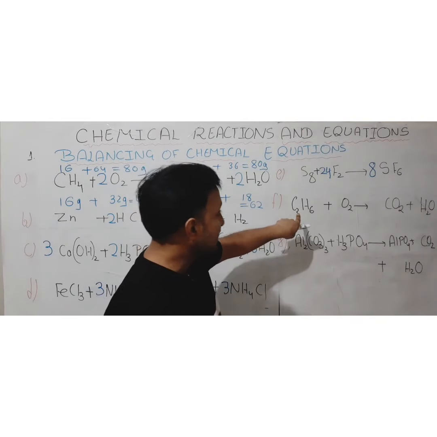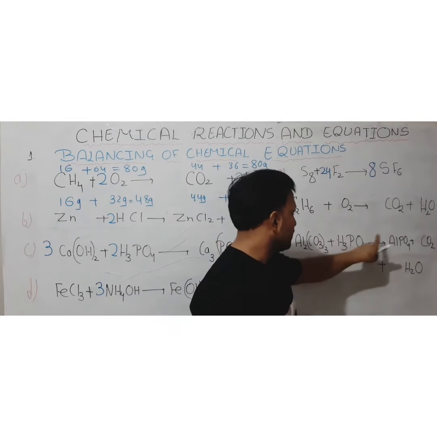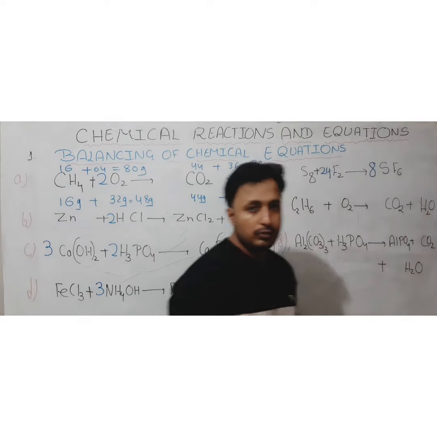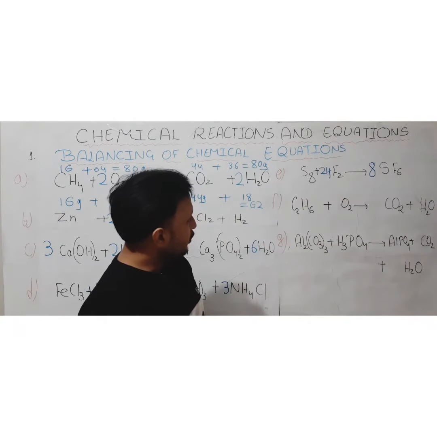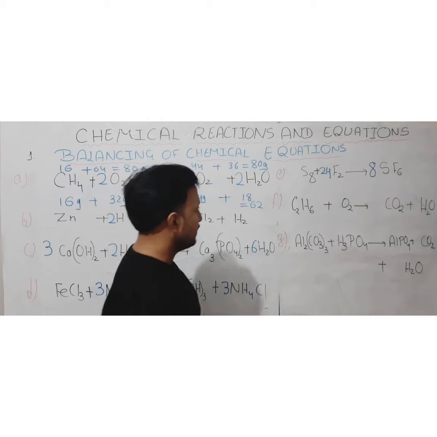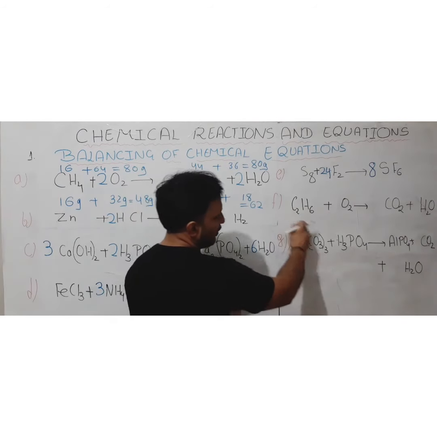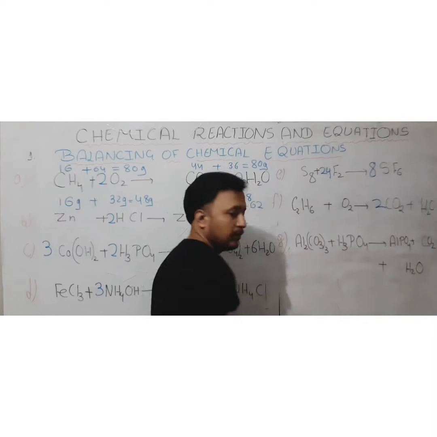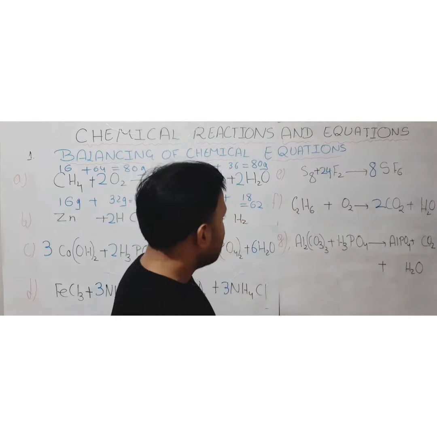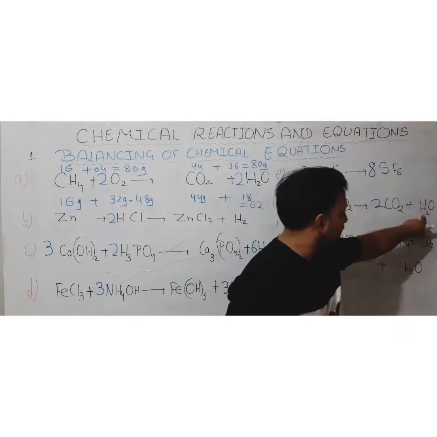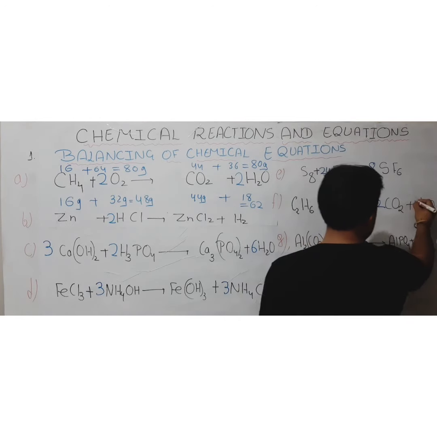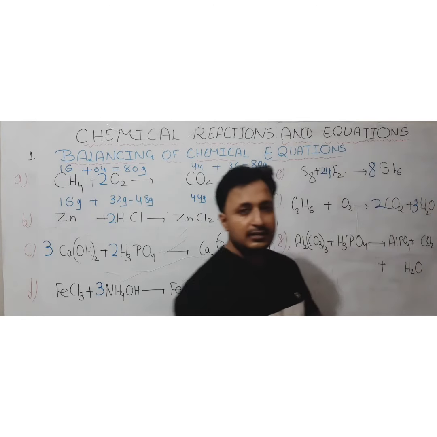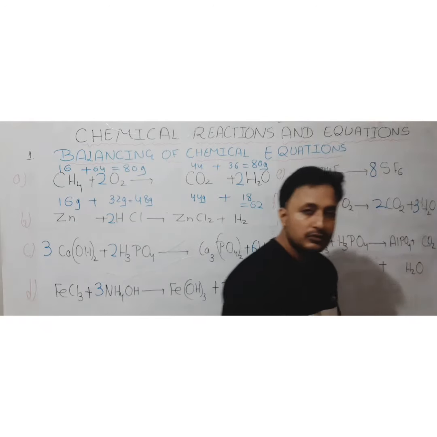C2H6, which is known as ethane, is reacting with oxygen, giving you carbon dioxide and water. Okay, now in this equation, first we balance carbon because it is other than hydrogen and oxygen. Carbon is 2 here, and here it is only 1. So we'll put 2 here. Okay, so carbon is balanced. Let's see hydrogen. Hydrogen is 6 here, and here it is 2. So we'll put one more coefficient 3 here to balance hydrogen, because 3 into 2 becomes 6.